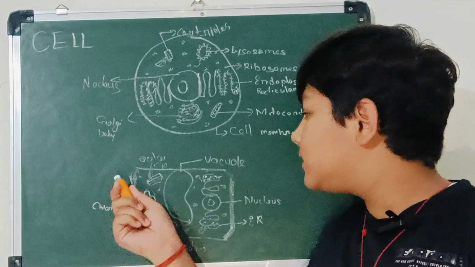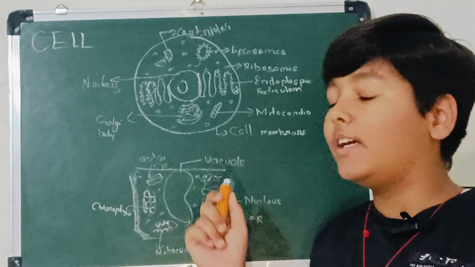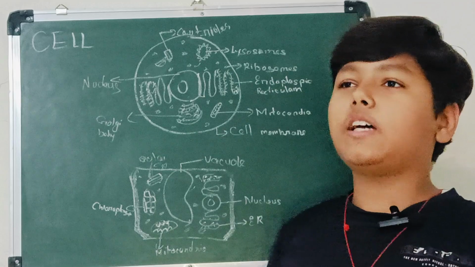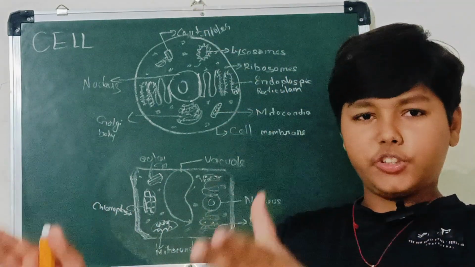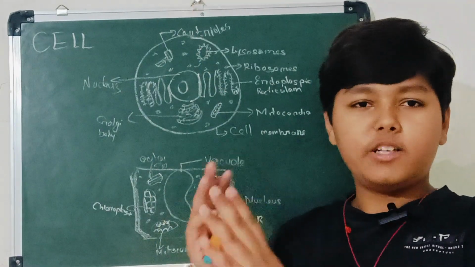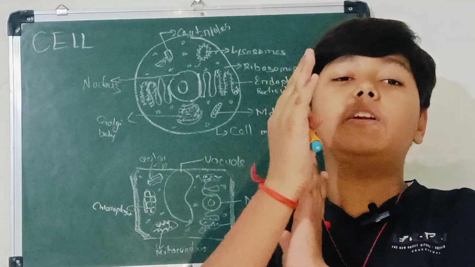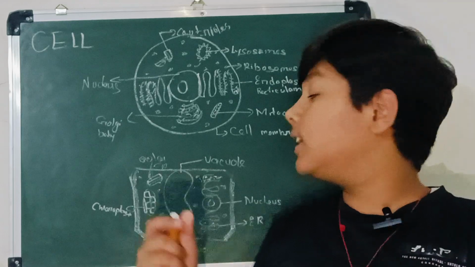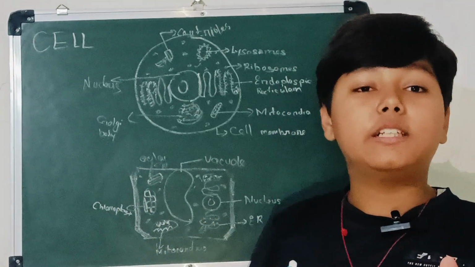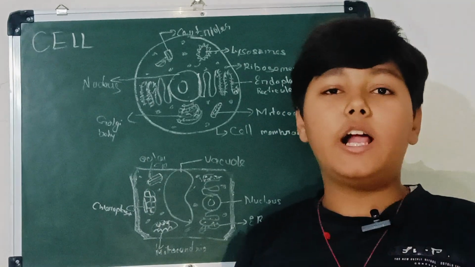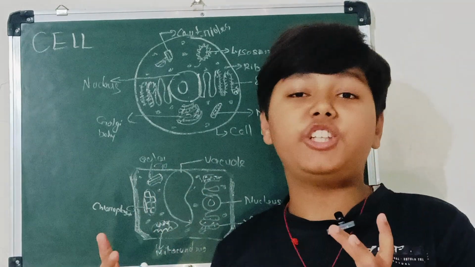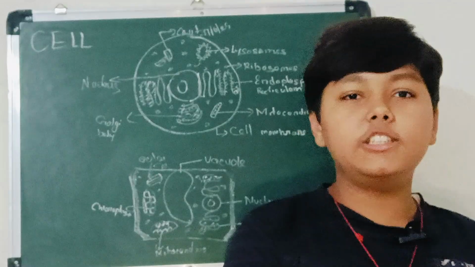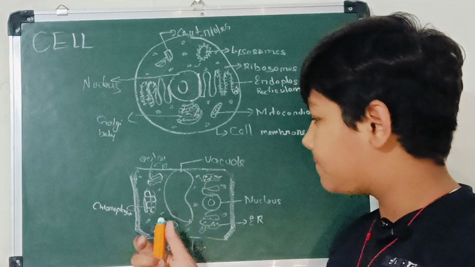In plant cells, the outermost covering is known as the cell wall. Just for example, there is a tree in front of you. First there is bark, and after that pure wood is there. In this cell, like bark, there is a cell wall which helps make the cell rigid and gives it a shape, like a rectangular shape or any other shape of the cell.